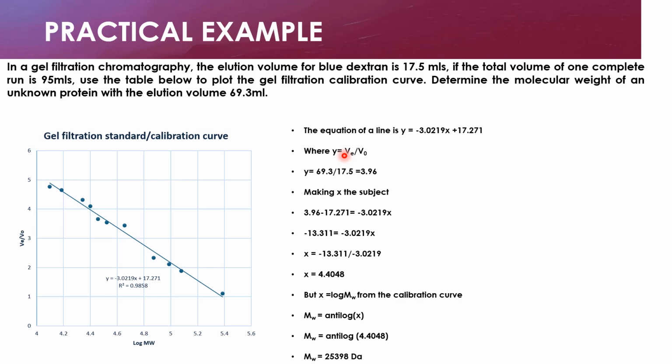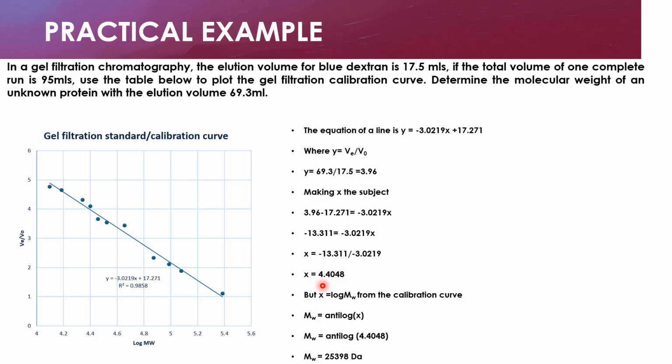So if we substitute these values into this equation, we will get our y to be equal to 3.96. Now, making s the subject of the equation of the line, we will get s to be equal to negative 13.311 divided by negative 3.0219, and this gives us an s value of 4.4048. And once again, we have to note that the s value on the calibration curve is the log of the molecular weight.